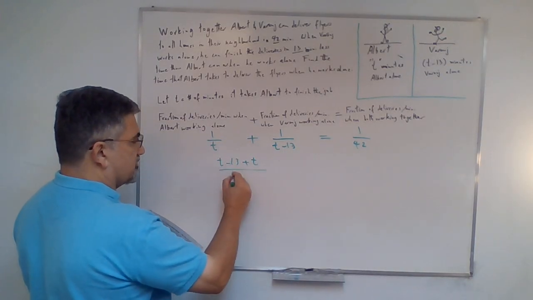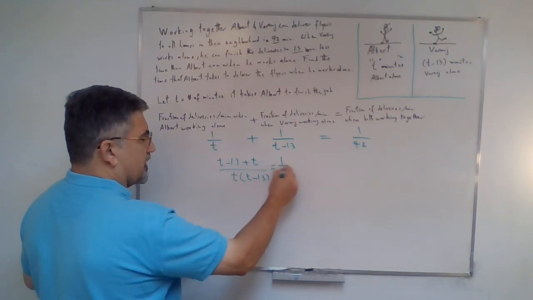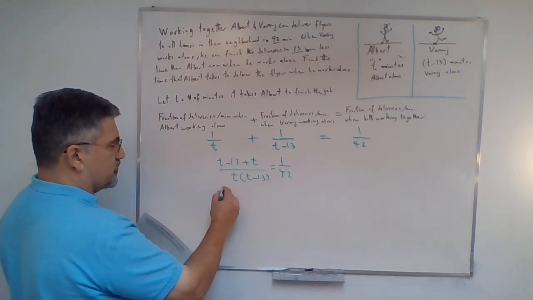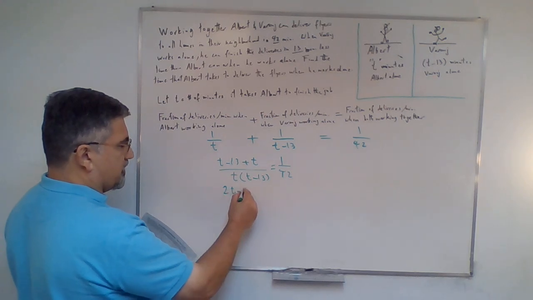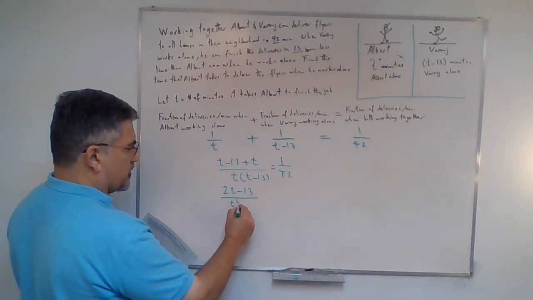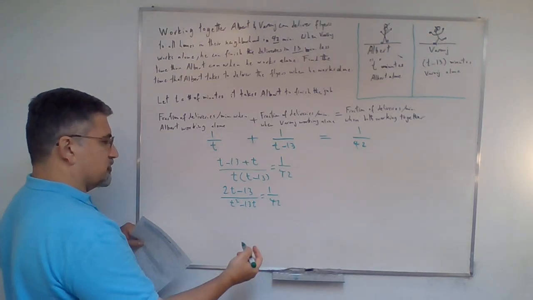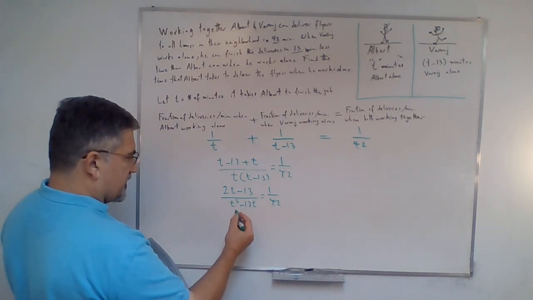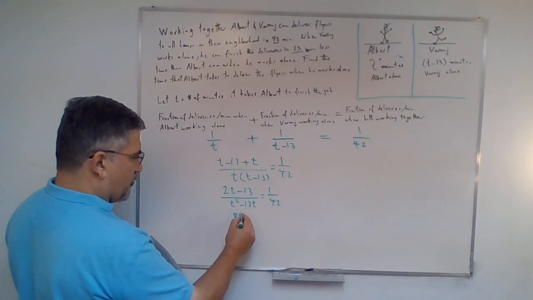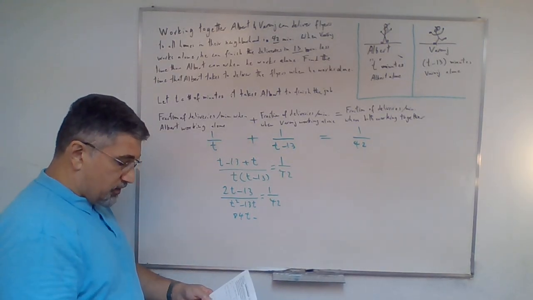And if you do that, it's going to be t times t minus 13. And simplifying the numerator, you get 2t minus 13 over t squared minus 13t, and that's 1 over 42. Now we do the cross multiplication. So that is going to be 84t minus 13 times 42.